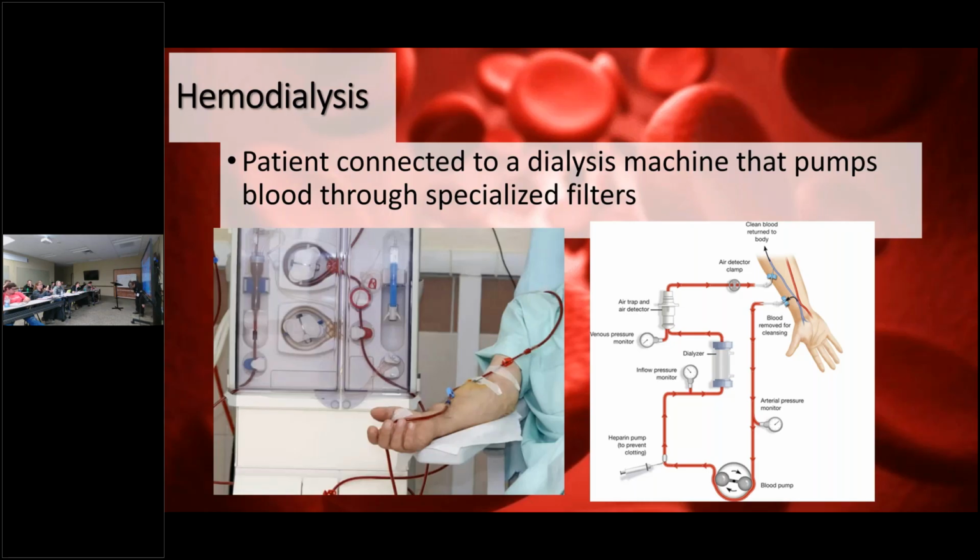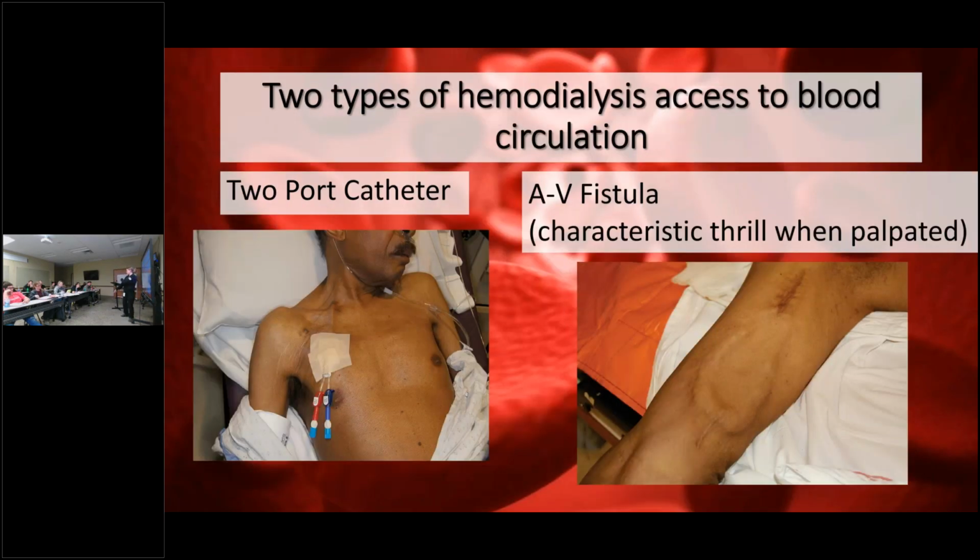Somebody that gets hemodialysis all the time gets a special procedure done, and they have something special put usually in their arm. Does anybody know what that's called? A fistula, an AV fistula. This is what a fistula can look like. Sometimes you see it and it looks like a squiggly little snake.